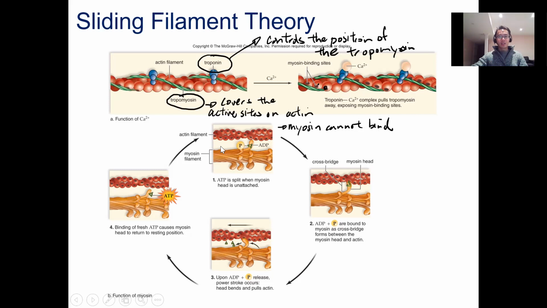This cycle, you can read about it. Don't worry about the details too much. The key idea is that as soon as the active site is exposed, the myosin head will grab onto it, they will pull, and then an ATP comes and tells it to let go, and then it grabs again, pulls, lets go. Just keep on doing this motion, and it will pull the actin fibers towards the center and create contraction. This causes the filaments to slide past each other, which is why it's called the sliding filament theory. Any questions about this?